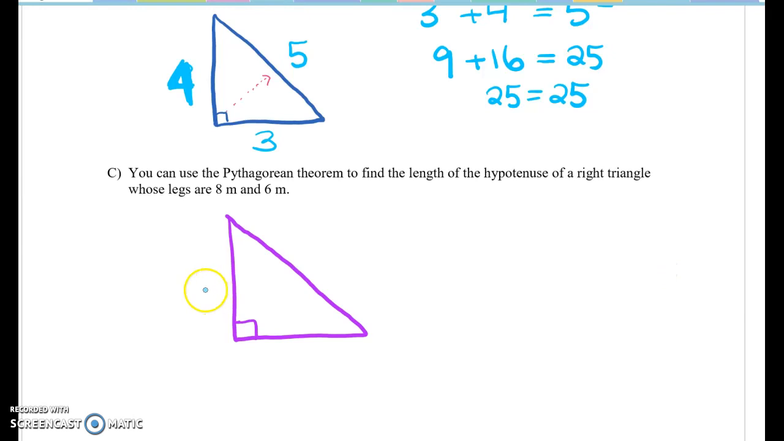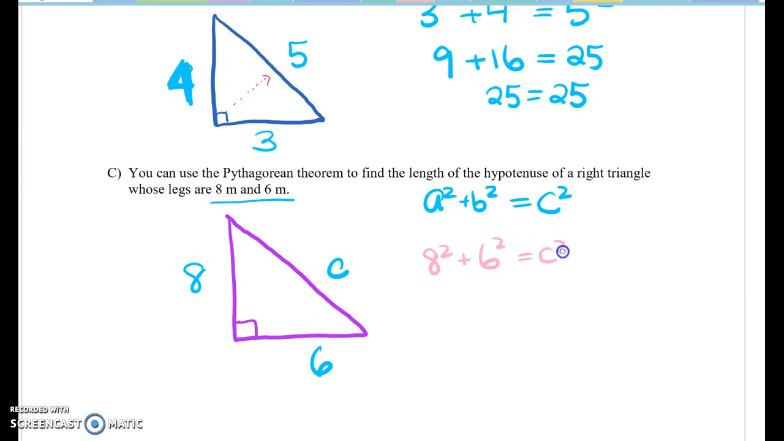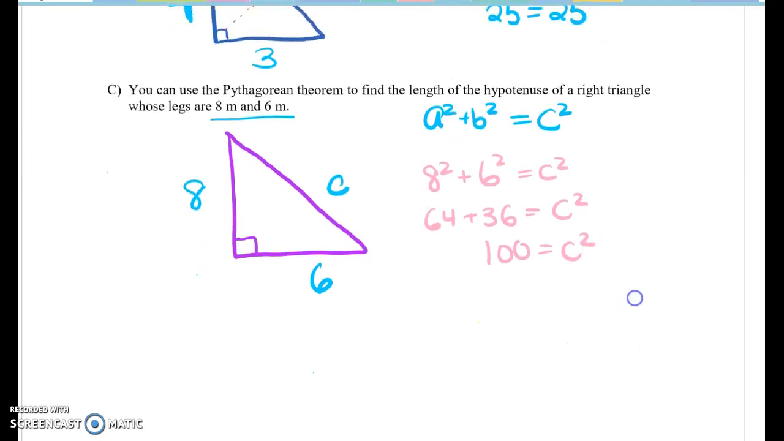So if we have a squared plus b squared equals c squared, a and b are our legs. Our legs are 8 meters and 6 meters, and our hypotenuse is c. You could also write an x there. Then we substitute these numbers into the formula. Shall we say, plug it in. And we get 64 plus 36 equals c squared. 100 equals c squared. And that means c has to equal 10.